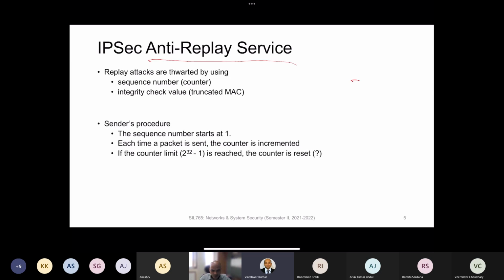Okay, so now let's look into how IPsec prevents replay attacks. In each of these packets at different layers, you may or may not have counters. But at IP, if you are using IPsec, you definitely add counters to each packet. So a sequence number is added to each packet, and that sequence number actually helps in preventing the replay attack.